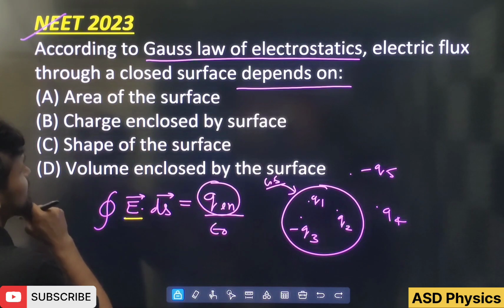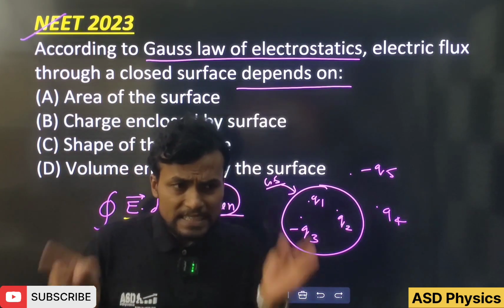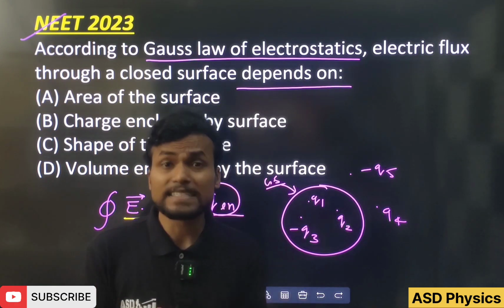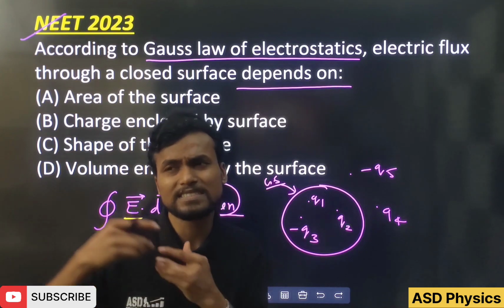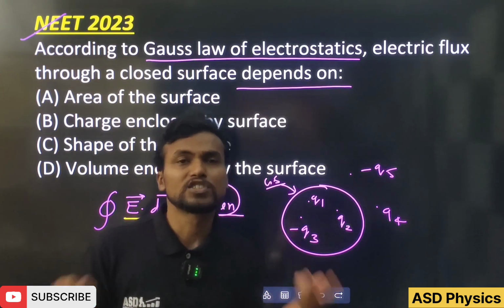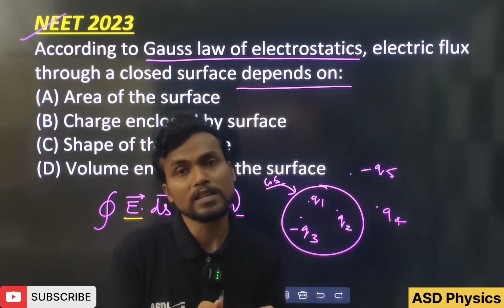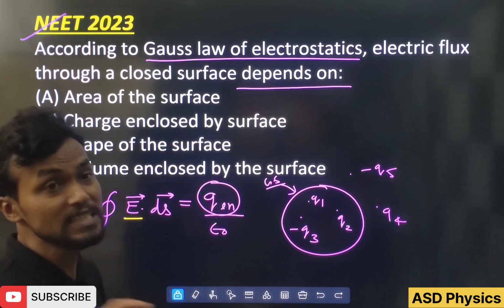Now let's see here. Area of the surface. Remember that one thing, in my previous videos also we have covered this. Electric flux does not depend upon the shape and size of the surface. So whether I talk about a sphere of radius A or radius 2A, the charge enclosed will be Q, then flux through the surface will be Q by epsilon naught. Okay, remember that, independent of the shape and size of the surface.